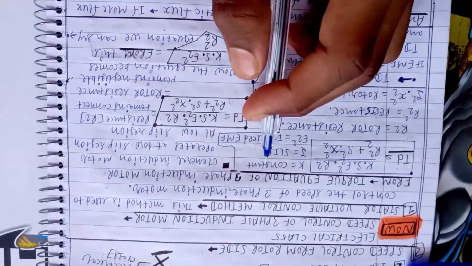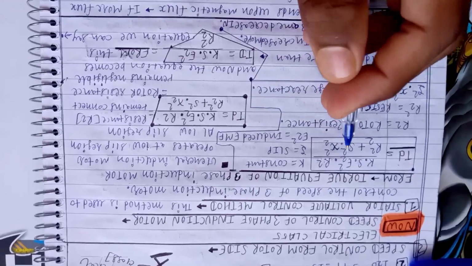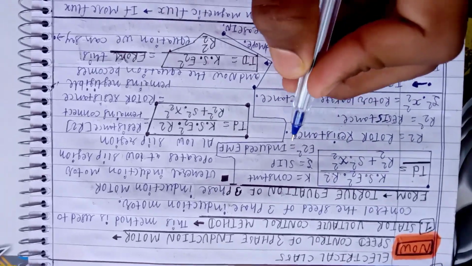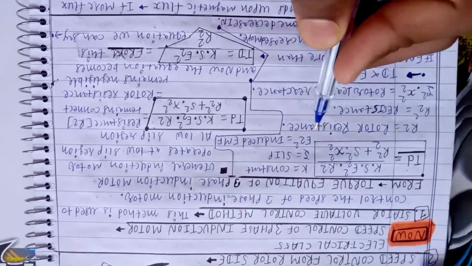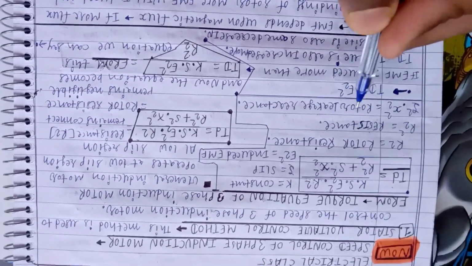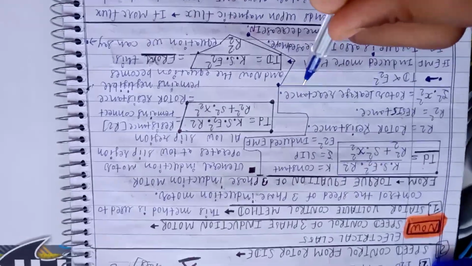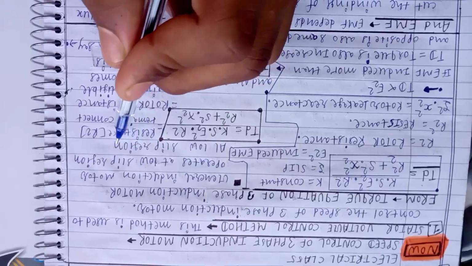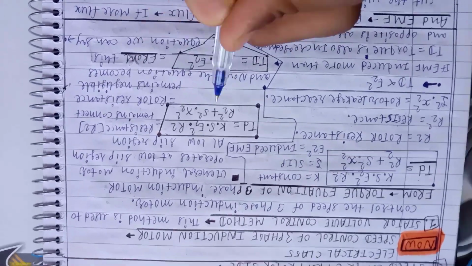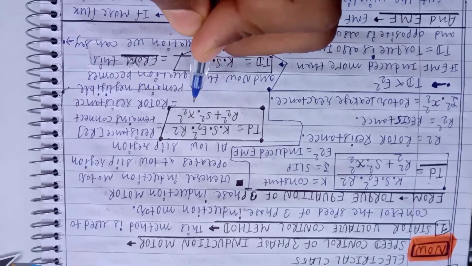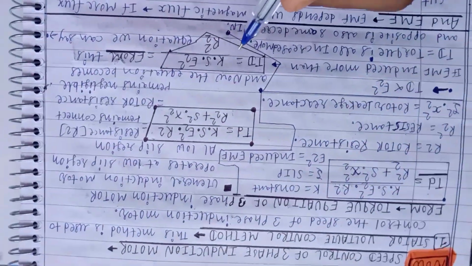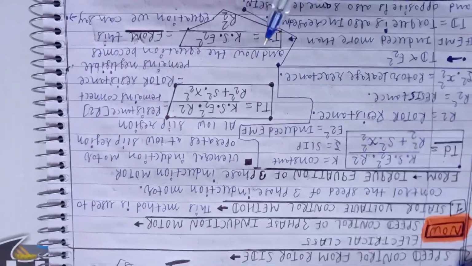From the torque equation of a three-phase induction motor, Td equals K into S into E2 square into R2 upon R2 square plus S square into X2 square, where K equals constant, S equals slip, E2 square is the induced EMF, R2 is the rotor resistance, and X2 is the rotor leakage reactance. A general induction motor operates in the low slip region. At low slip, R2 square dominates, S square into X2 square remains negligible, and now the equation becomes Td equals K into S into E2 square upon R2.